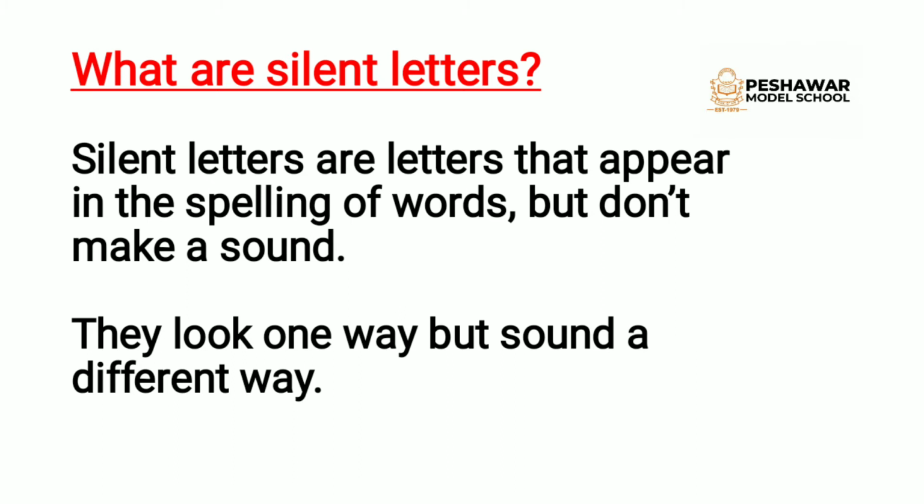There are so many letters which are silent in different words, but we will go for two letters, and related to those two letters, we will have lots of examples. First, silent letters are letters that appear in the spelling of words but don't make a sound. It means it is spelled one way but pronounced another way. They look one way but sound a different way.